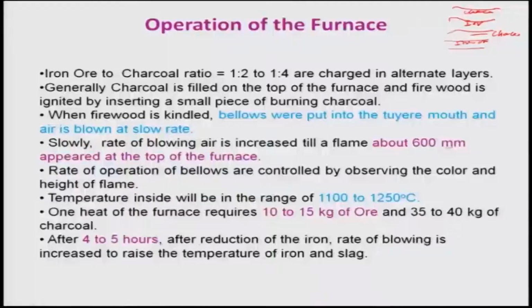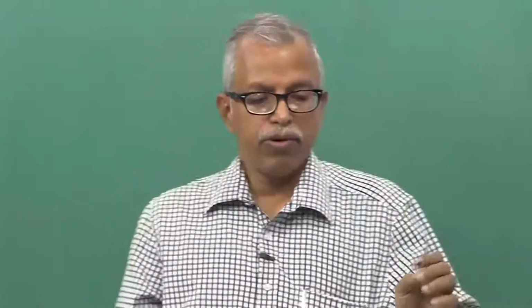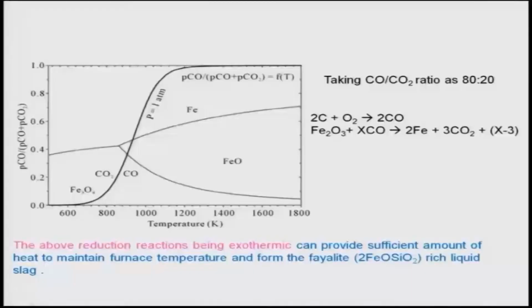After 4 to 5 hours of reduction of iron, the rate of blowing is increased to raise the temperature of the iron slag, and then of course one can tap it and remove it. So, this operation goes on, but these are all manually driven furnaces. And we have already discussed this: carbon is reacting with oxygen going to carbon monoxide, and carbon monoxide is reacting with Fe2O3 getting to iron and carbon dioxide.